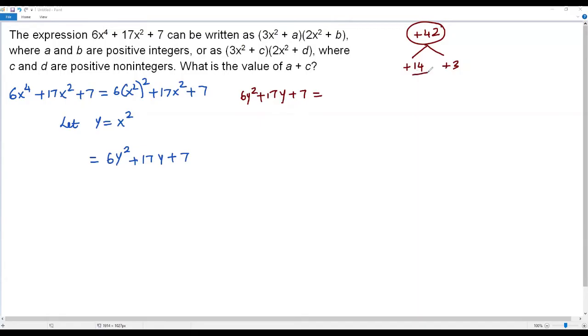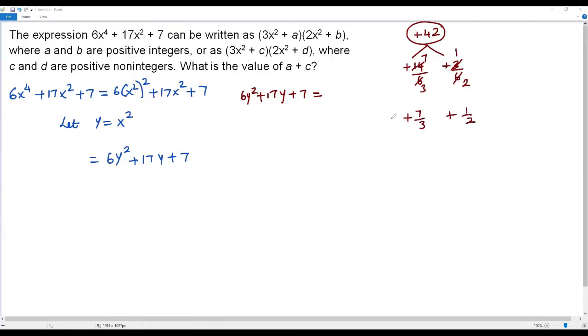Now I divide both the factors by the coefficient of y^2, that is 6. This can be simplified further, because both numerator and denominator have a greatest common divisor of 2. 2 goes into 14 seven times, and 2 goes into 6 three times, and 3 goes into 3 one time, and 3 goes into 6 twice. The resulting factors are 7/3 and 1/2.